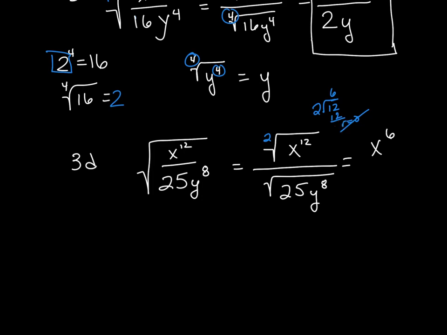Now, the square root of 25 is just 5. And I do the same thing here. 2 divides evenly into 8 4 times, so that would be y to the 4th.